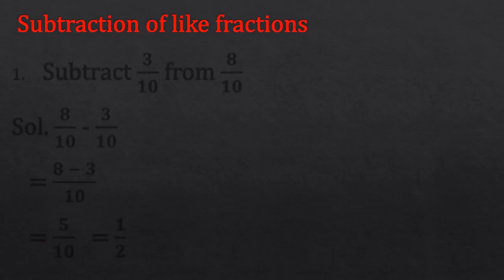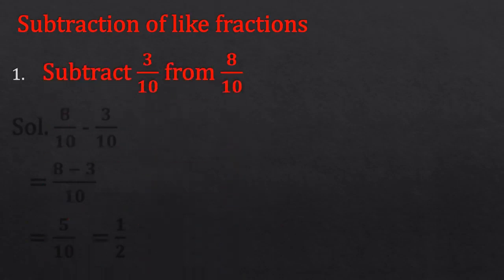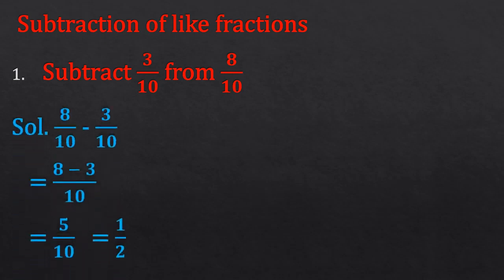Now same we will do the subtraction of like fractions. Subtract 3 upon 10 from 8 upon 10. A number written after "from" we will write down first. So it is 8 upon 10 minus 3 upon 10. These are also like fractions because denominators are same. So we will write down the denominator once, that is 10, and above the division line we will subtract the numerator. It is 8 minus 3. 8 minus 3 is 5. Denominator will remain same again, that is 10. So your answer is 5 upon 10.